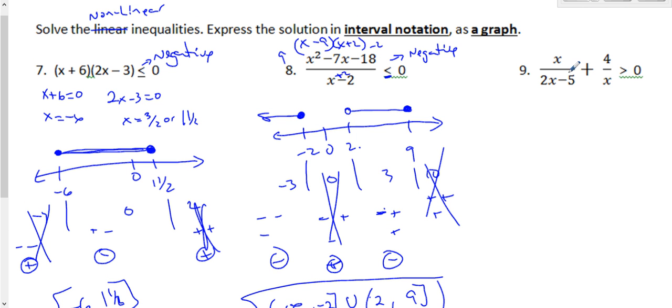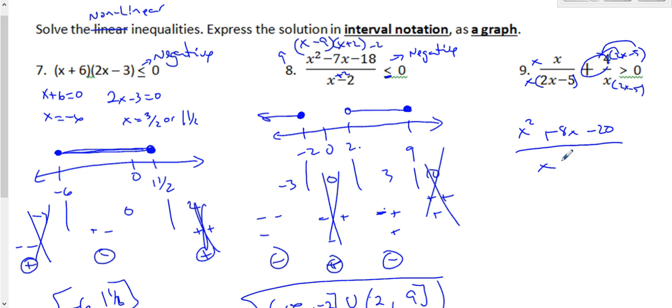For number 9, we have to get a common denominator. So I'm going to multiply the left one by x and the right fraction by 2x minus 5. That gives me x squared. And then positive 4 is going to be distributed to get positive 8x and negative 20. My denominator is x and 2x minus 5. The factors for x squared plus 8x minus 20 are going to be x plus 10 and x minus 2.